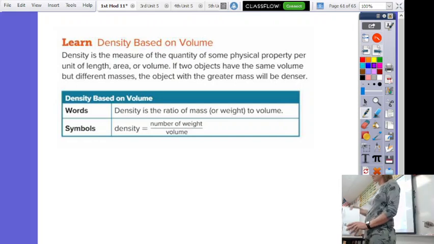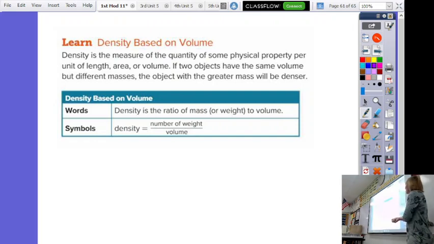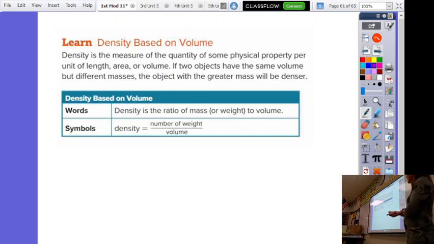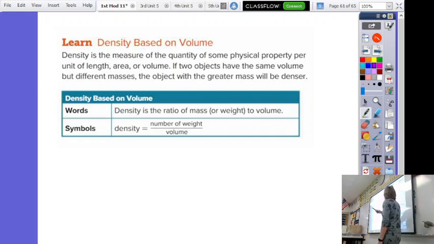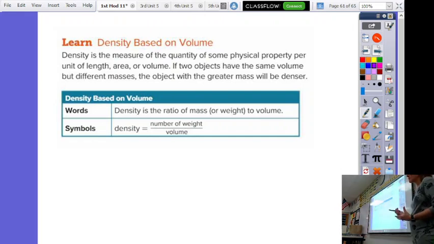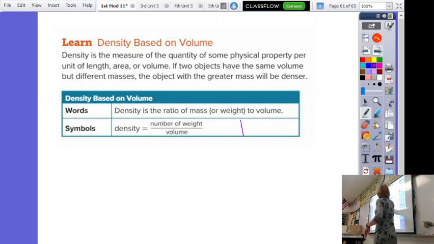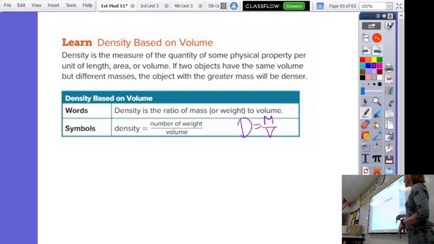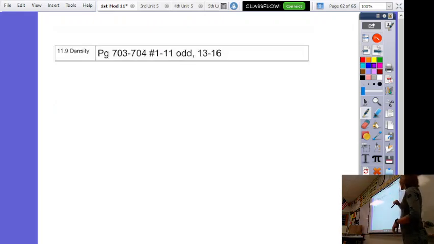The second piece of today's puzzle is density based on volume. Density is the measure of the quantity of some physical property per unit length, area, or volume. If 2 objects have the same volume but different masses, the object with the greater mass will be denser. So density is equal to the mass, or the weight, divided by volume. Density equals mass divided by volume. If you don't know that at this point, learn that. We can solve for any one of those 3 pieces.